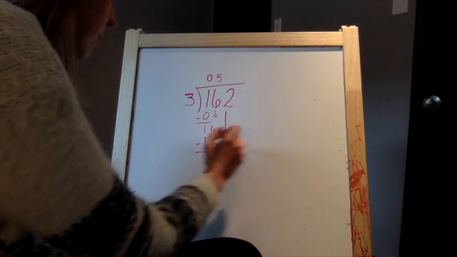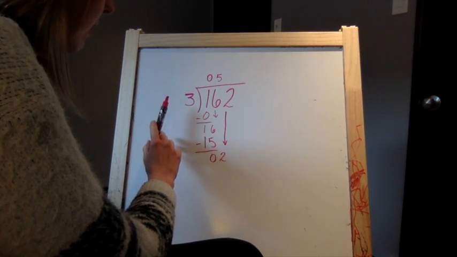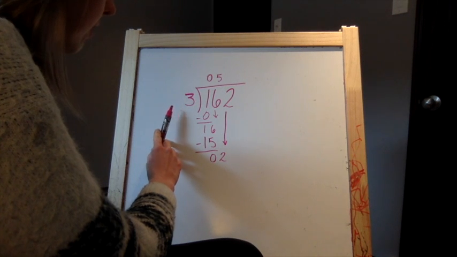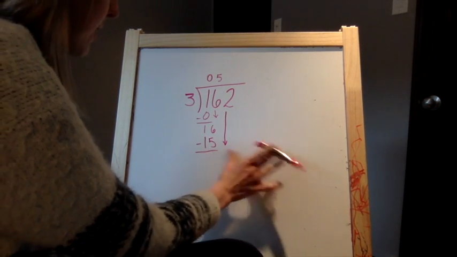Down comes my 2. Now, can 3... Oh, I'm sorry. I did that wrong. Here I'm going to put a 0. It's a 1.